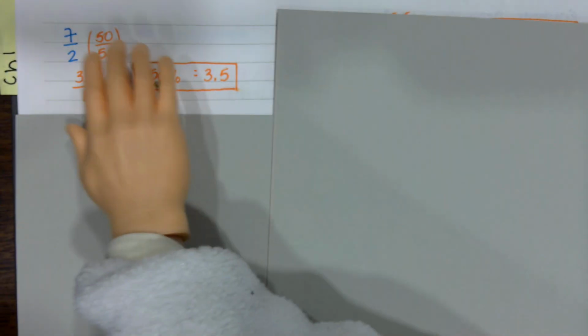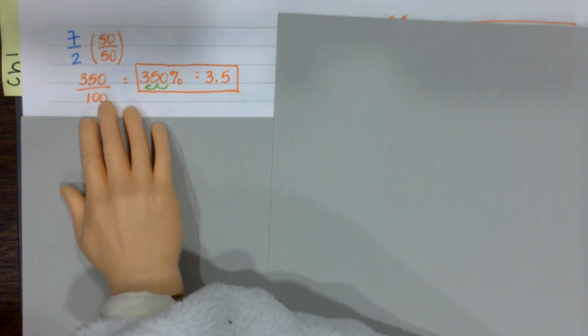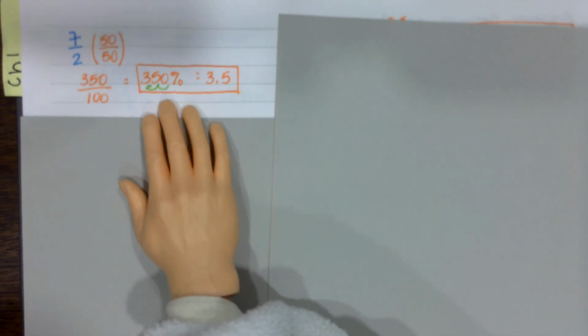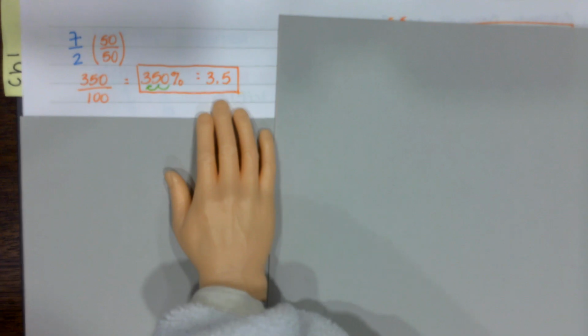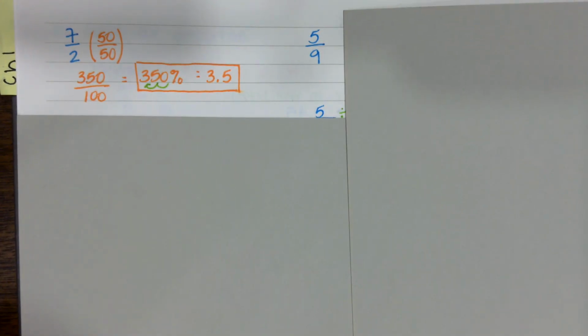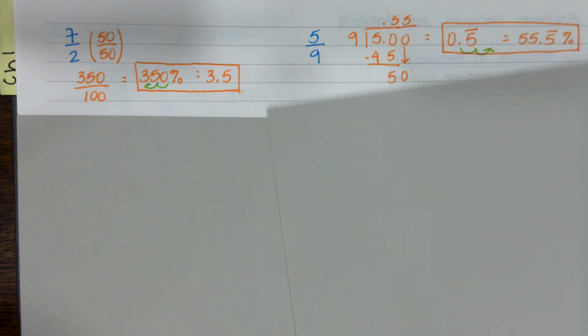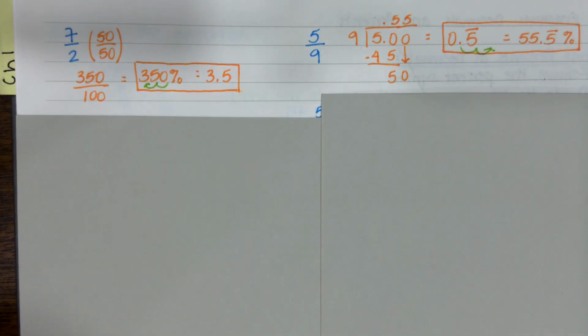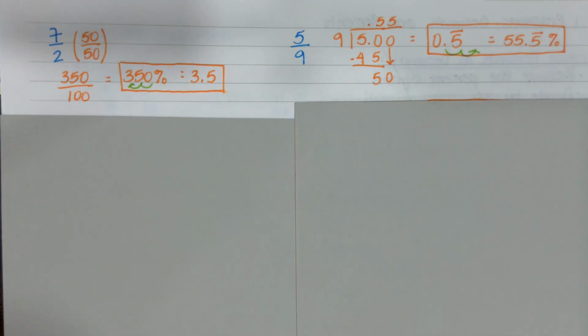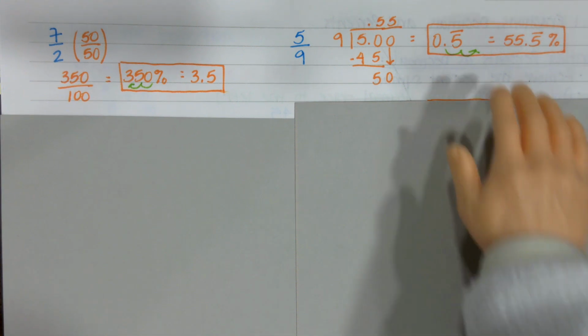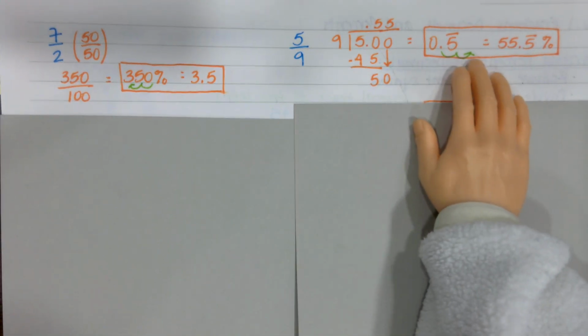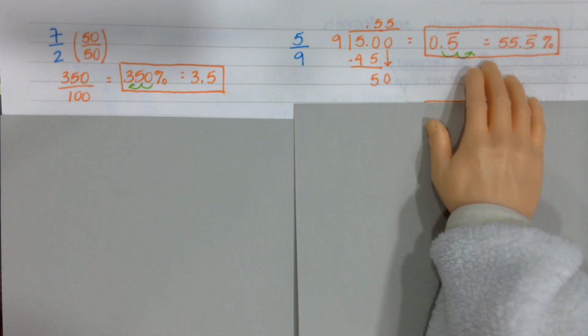Here we have 7/2, and I know that 2 goes into 100 by multiplying each by 50, and 7 times 5 is 35, add a 0 to get 350, so 350% or 3.5. Then we can have 5/9, and 9 does not go into 100 evenly, so we're going to do long division to get 0.5 repeating, and that's 0.55555. So move the decimal twice to the right and fill in all the spots with 5s.